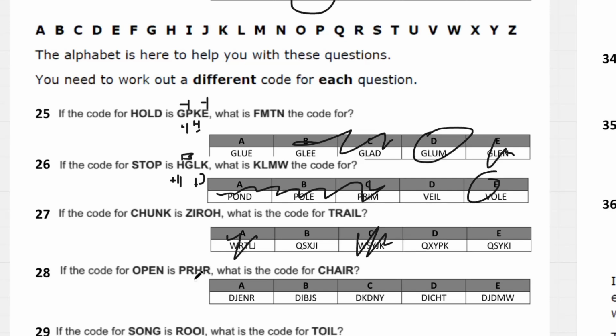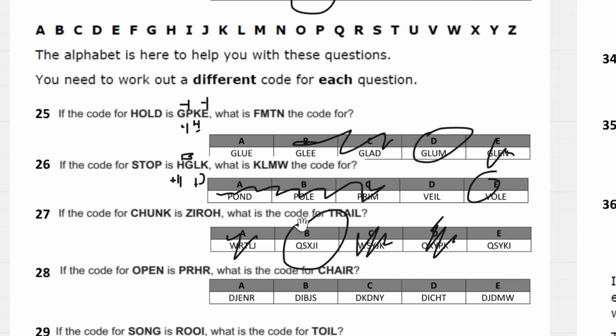Next one, we have H to I add 1. R add 1 is going to be S, which means we get, cross this one out. And then U to R is going to be minus 1, 2, 3. A minus 1, 2, 3 is going to be X, so QSX for 27.